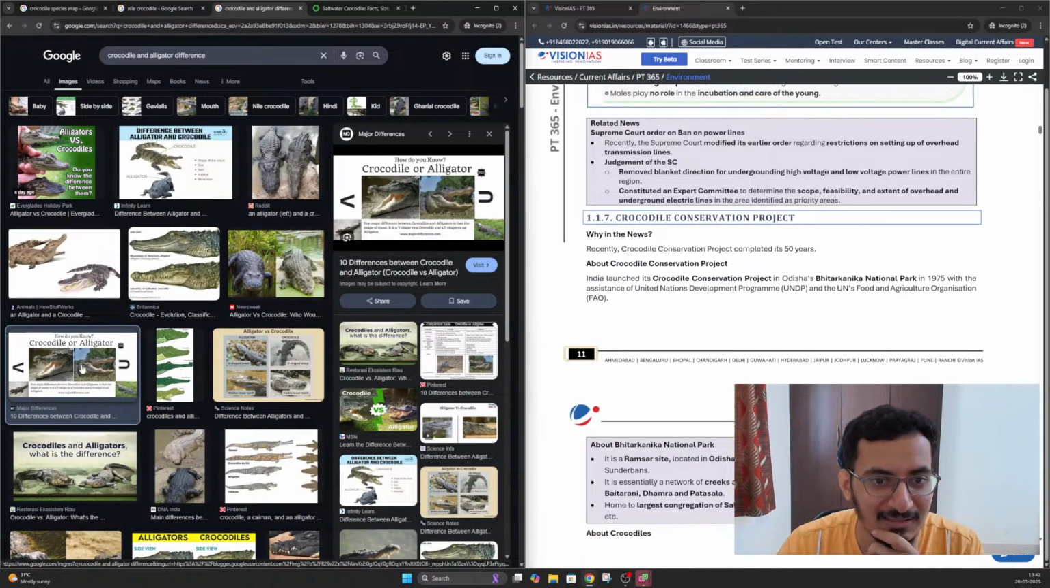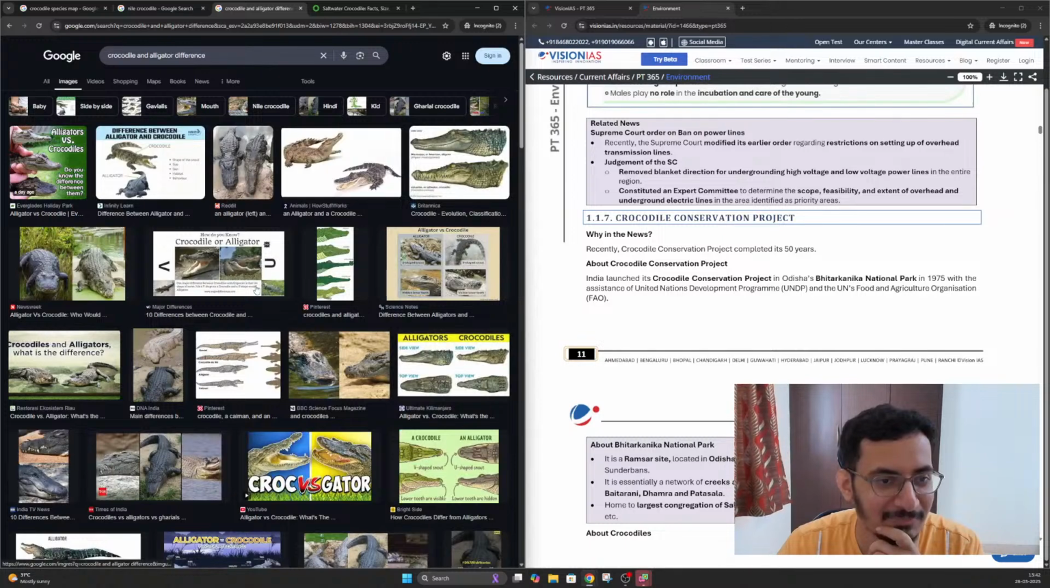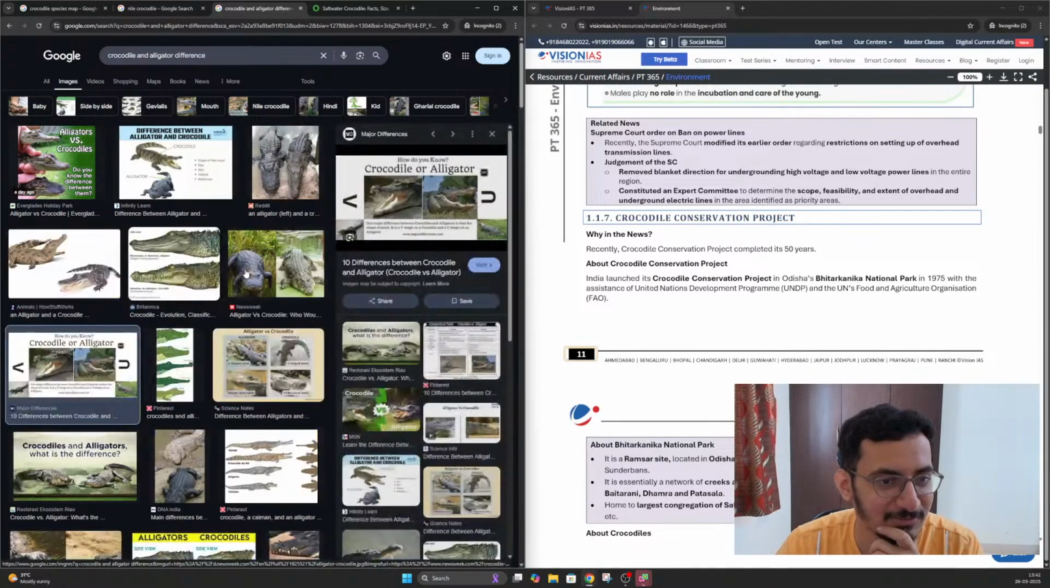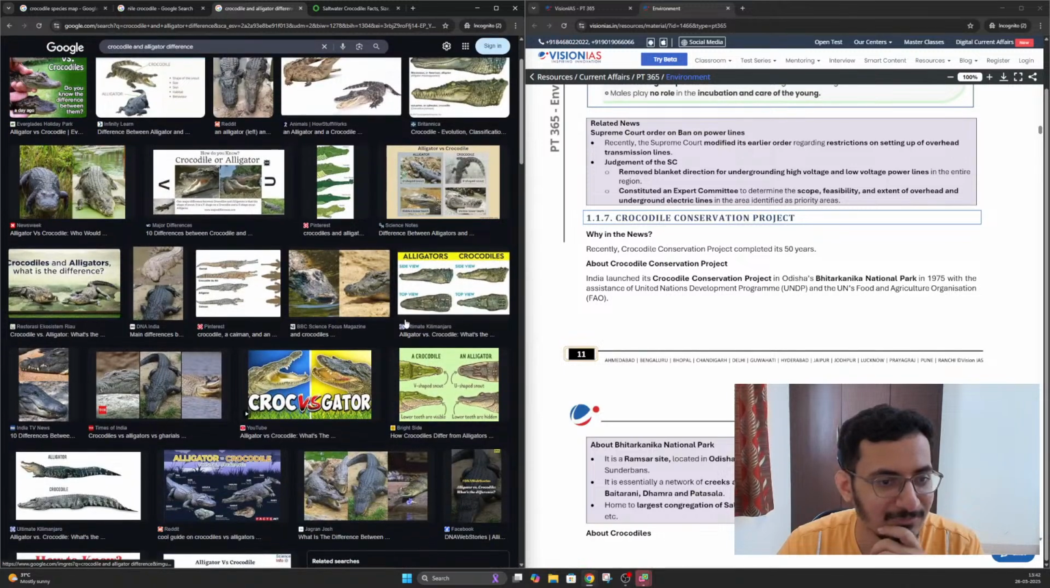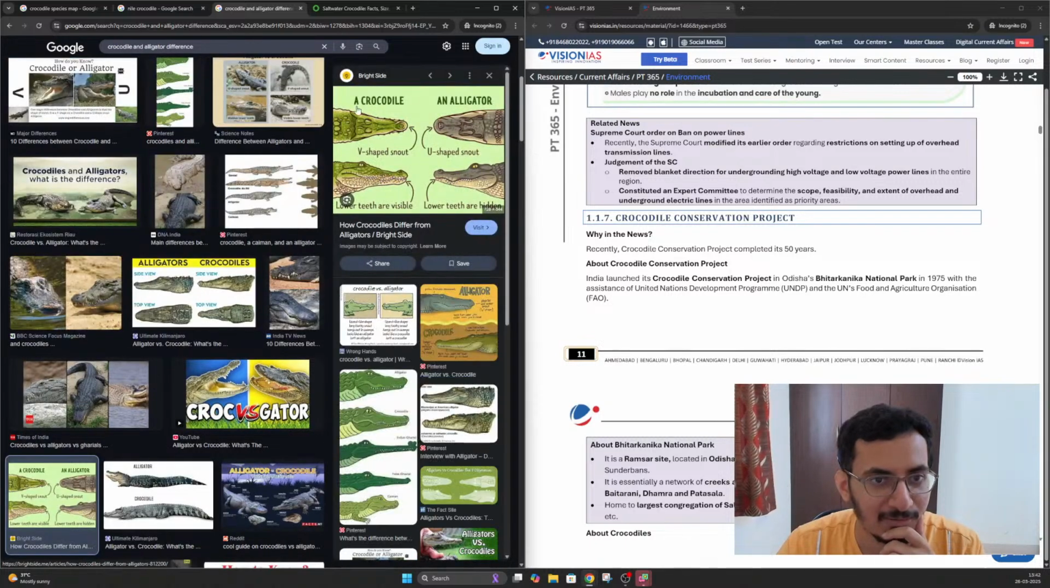Okay, so crocodile is V shape and alligator is U shape. That barely makes a difference. How am I going to tell which one is V and which one is U? Okay, U shape is very less pointy. But they both look pointy, man. That's the problem. Okay, so this is better. Crocodile has a V-shaped snout, alligator has a U-shaped snout, and crocodile has lower teeth visible. Alligator has lower teeth hidden.